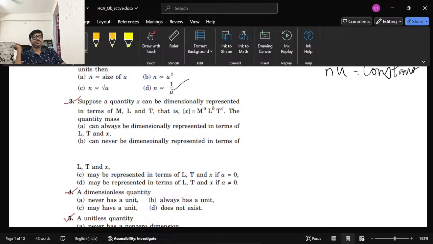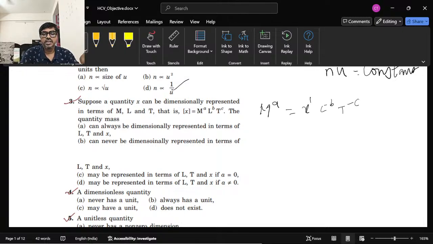Now the third question. Suppose a quantity x can be dimensionally represented in terms of MLT, where the dimension of x is equal to M^a L^b T^c. So x can be represented in terms of MLT, meaning M can be represented in terms of x, L and T. Just take the L and T terms to the other side. Yes, x can always be dimensionally represented in terms of L, T and x. You see here, we keep M^a there and take the other things to the other side: x^1, L^-b, T^-c.